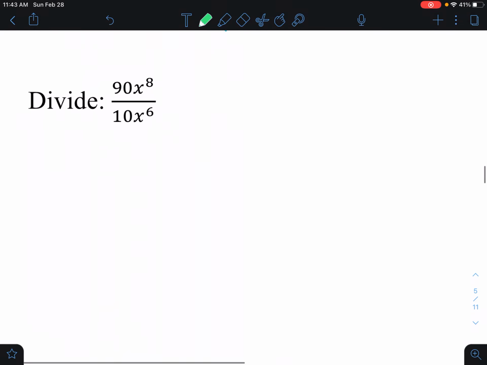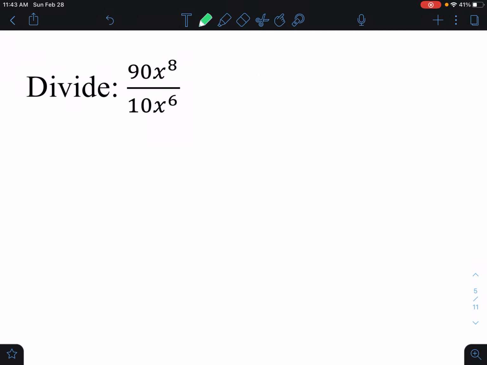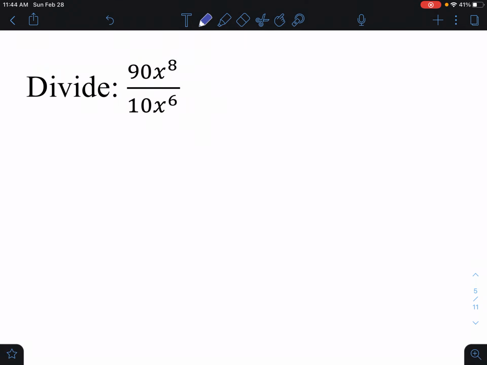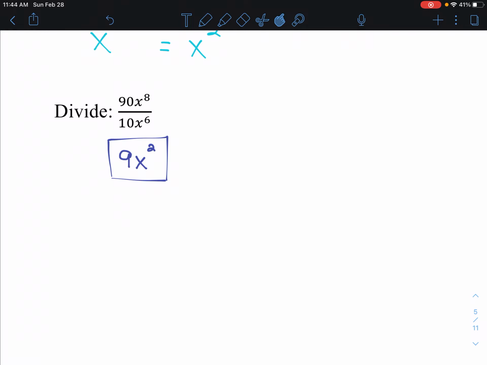Well, what if there are coefficients in front of the variables, like in this case, a 90 and a 10? You're dividing, so you still want to keep that in mind. What is 90 divided by 10? I want to look at that first. I know that's 9. Once you have that, you look at your x's, because they have the same base. What's x to the 8th divided by x to the 6th? We just said we can subtract the exponents, so this would be x to the 2nd power. So my answer would be 9x squared, and that's it. That's how you divide a monomial by a monomial.